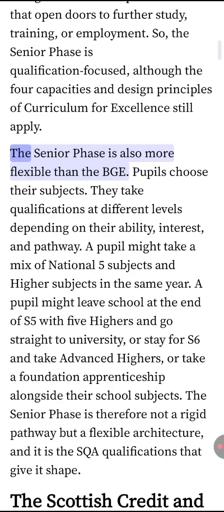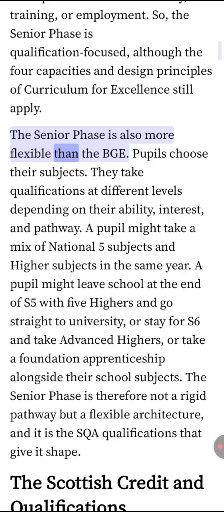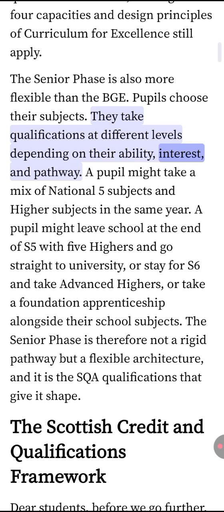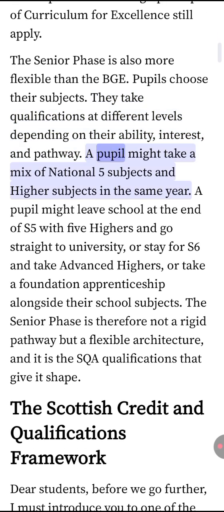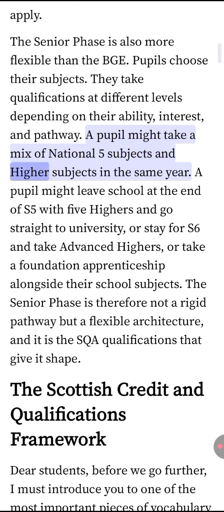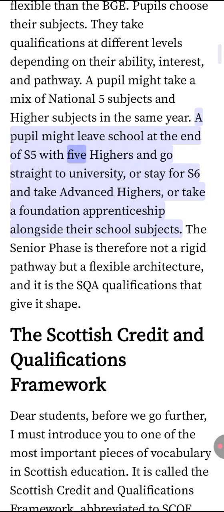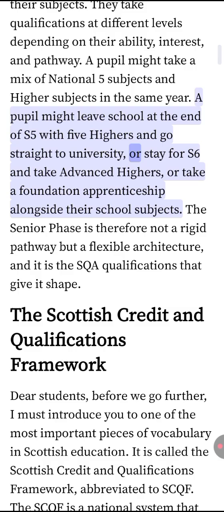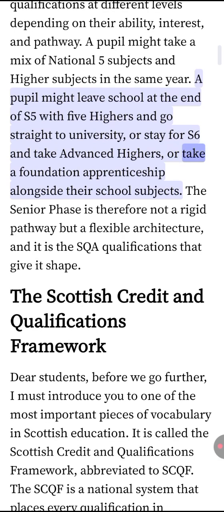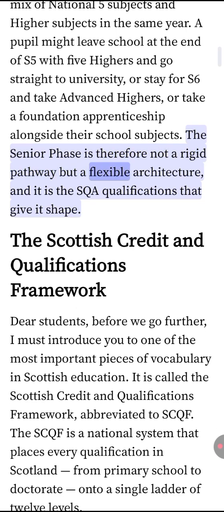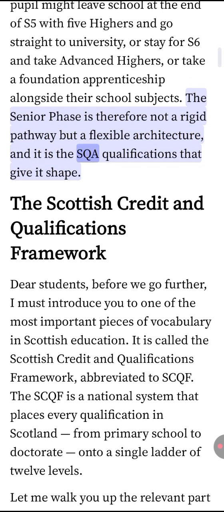The senior phase is also more flexible than the BGE. Pupils choose their subjects. They take qualifications at different levels depending on their ability, interest, and pathway. A pupil might take a mix of National 5 subjects and Higher subjects in the same year. A pupil might leave school at the end of S5 with 5 Highers and go straight to university, or stay for S6 and take Advanced Highers, or take a foundation apprenticeship alongside their school subjects. The senior phase is therefore not a rigid pathway but a flexible architecture, and it is the SQA qualifications that give it shape.